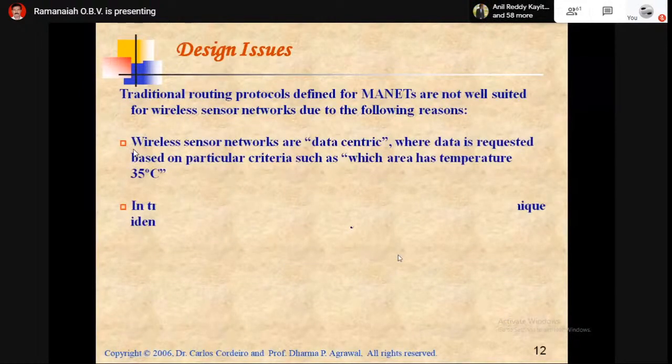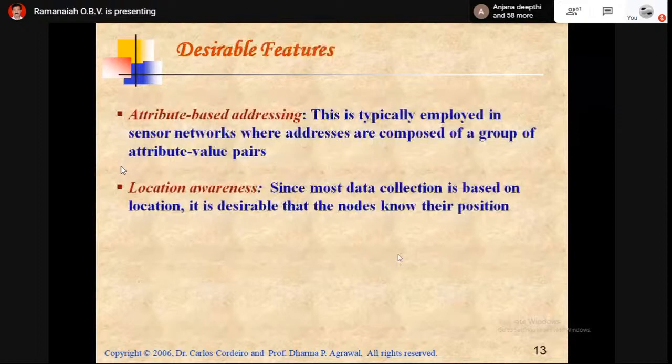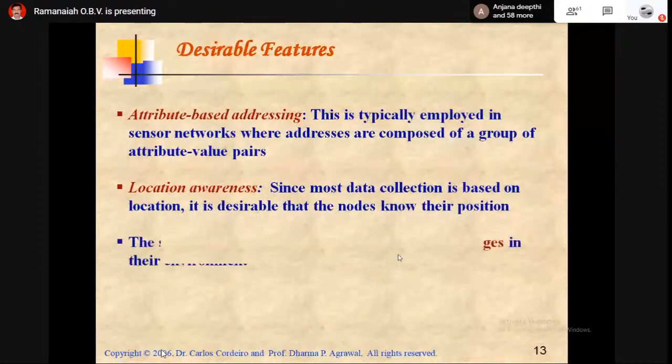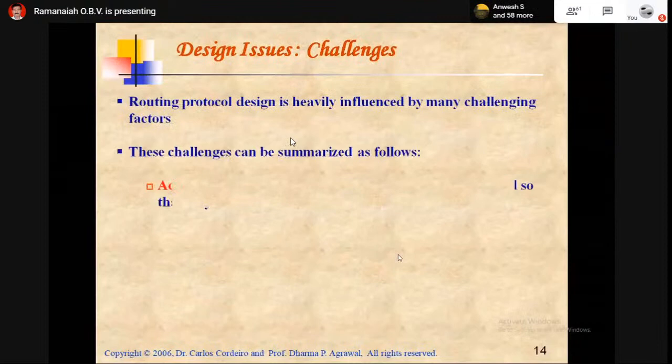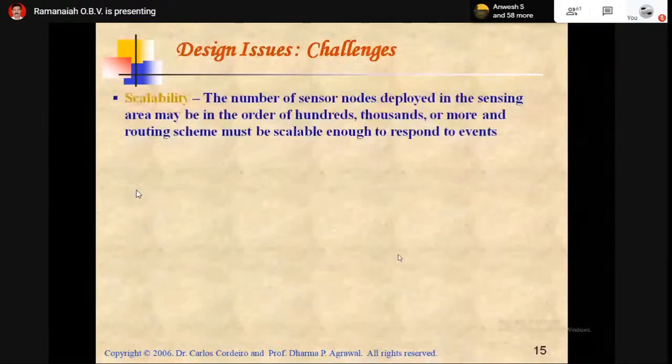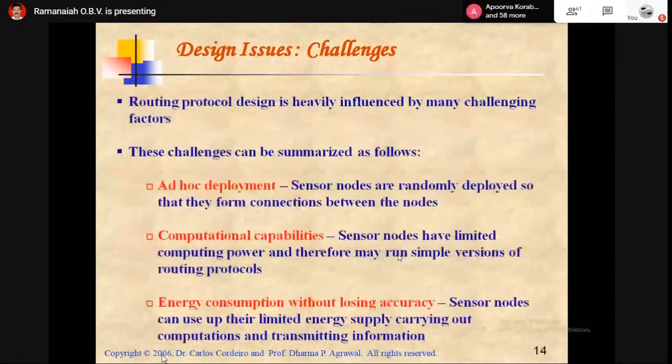The other things you must understand: attribute-based addressing, right? What is that? I will come back, don't worry.